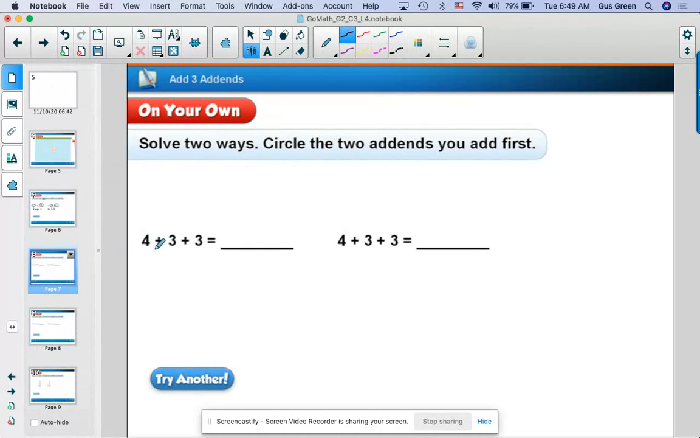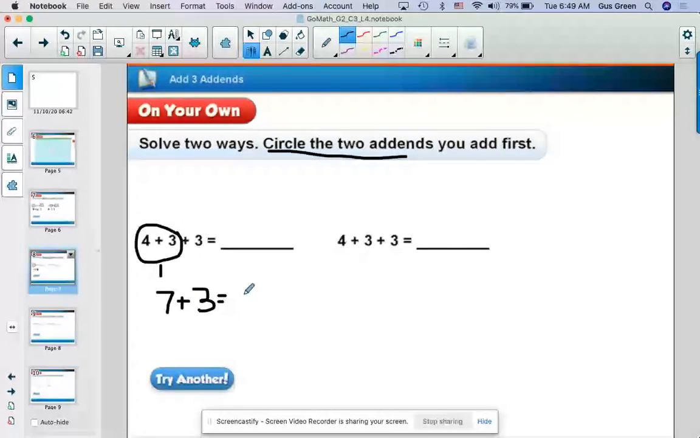Okay, let's try another. Solve two ways, circle the two add-ins you add first. So in this one, let's do the first two. 4 plus 3, kind of a neighbor strategy. It's almost a double. 4 plus 4 would be 8. 1 less would be 7. So 7 plus 3, and that gives me a good combination of 10 strategy. 7 plus 3 is 10.